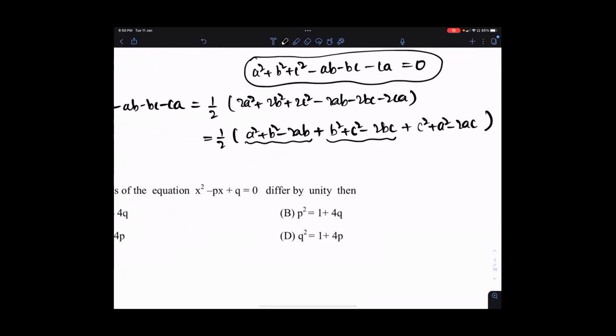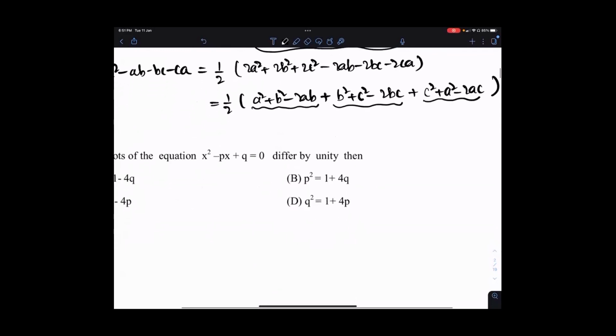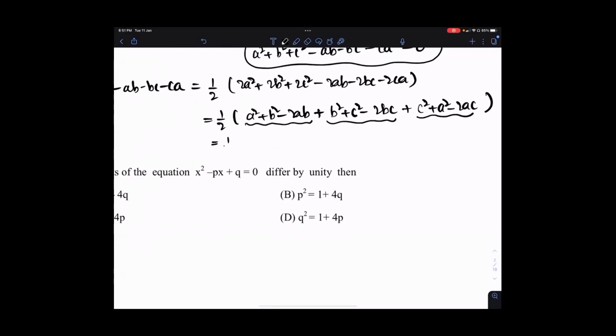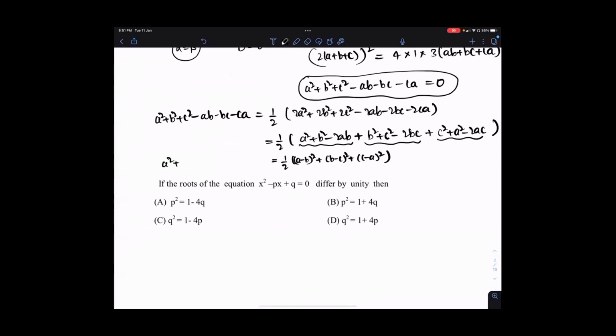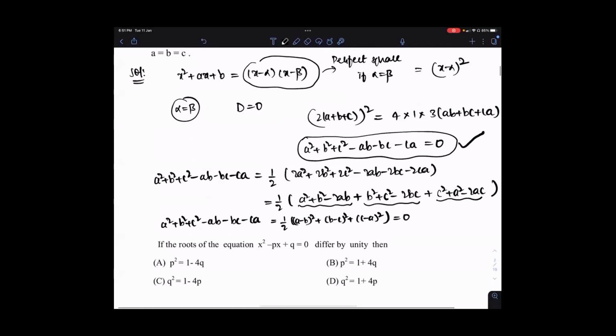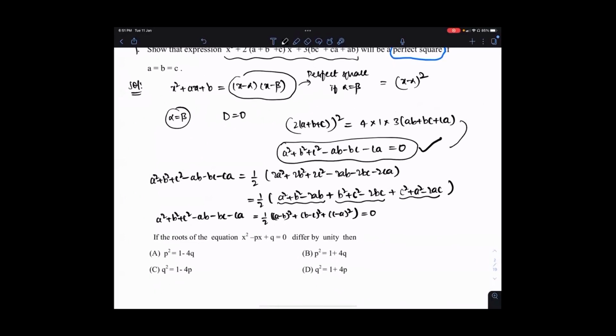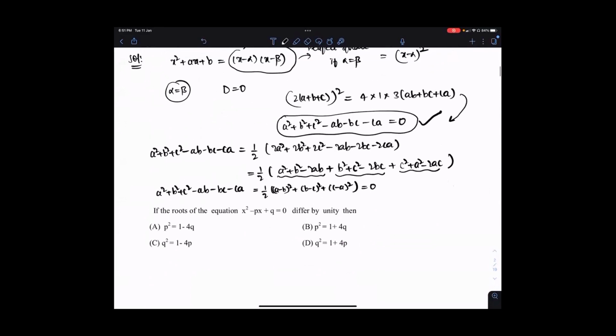Because you can see if you add everything, you'll get the above one: 2a squares are there, 2b squares are there. So it is half times (a minus b) whole square plus (b minus c) whole square plus (c minus a) whole square. That's it. So a square plus b square plus c square minus ab minus bc minus ca is nothing but half of this thing. Now, if this quantity is 0, that is what we have got. Again, I've directly written the simplification just to save some time. You know how to expand (a plus b plus c) whole square and all those things. Okay, so we got this.